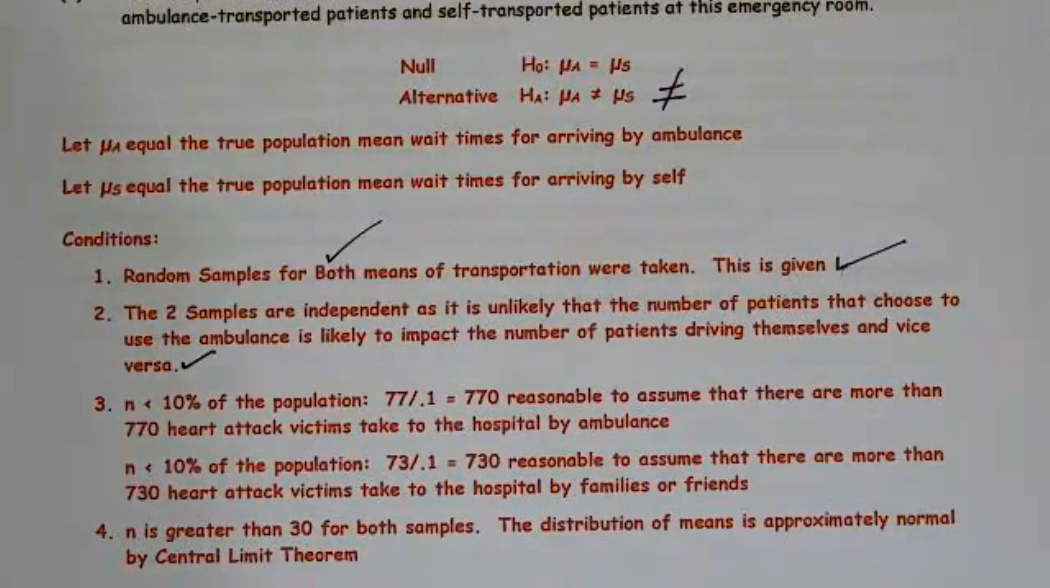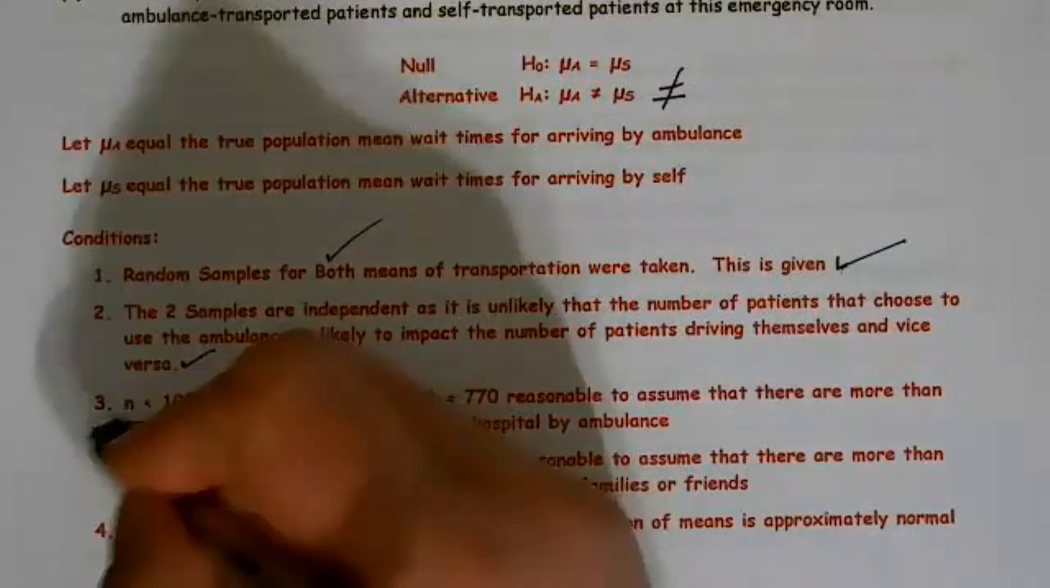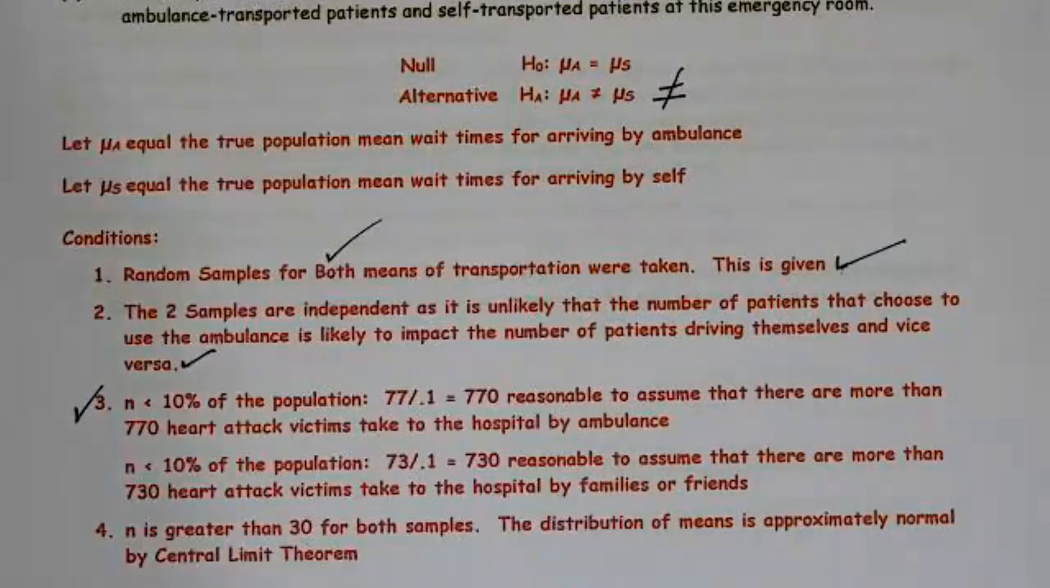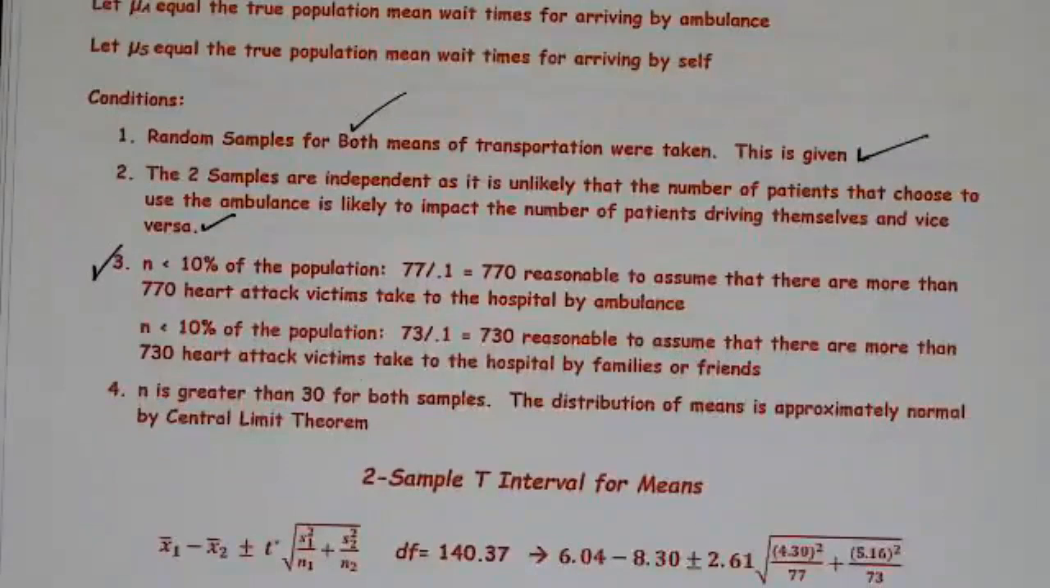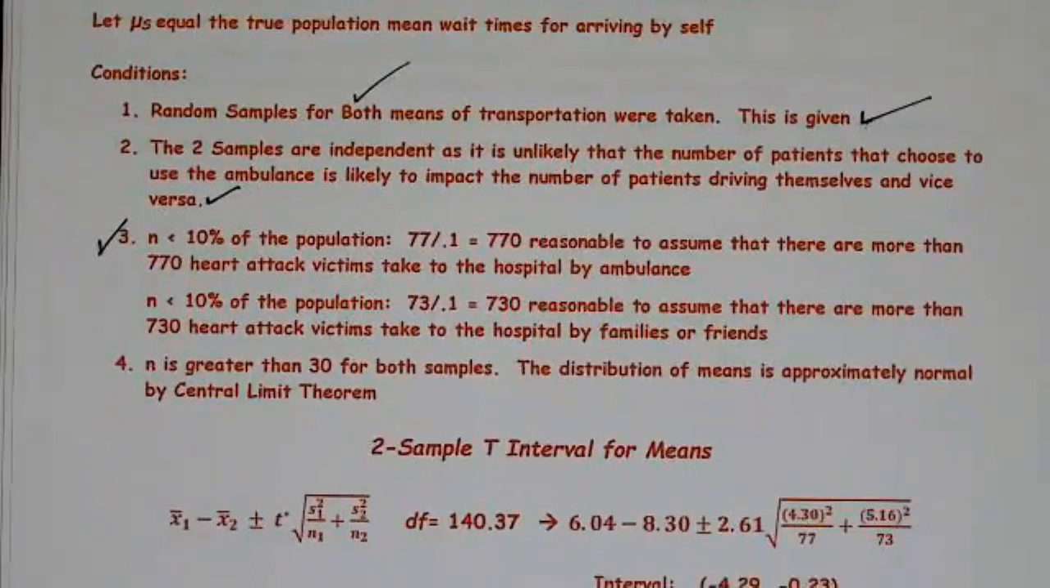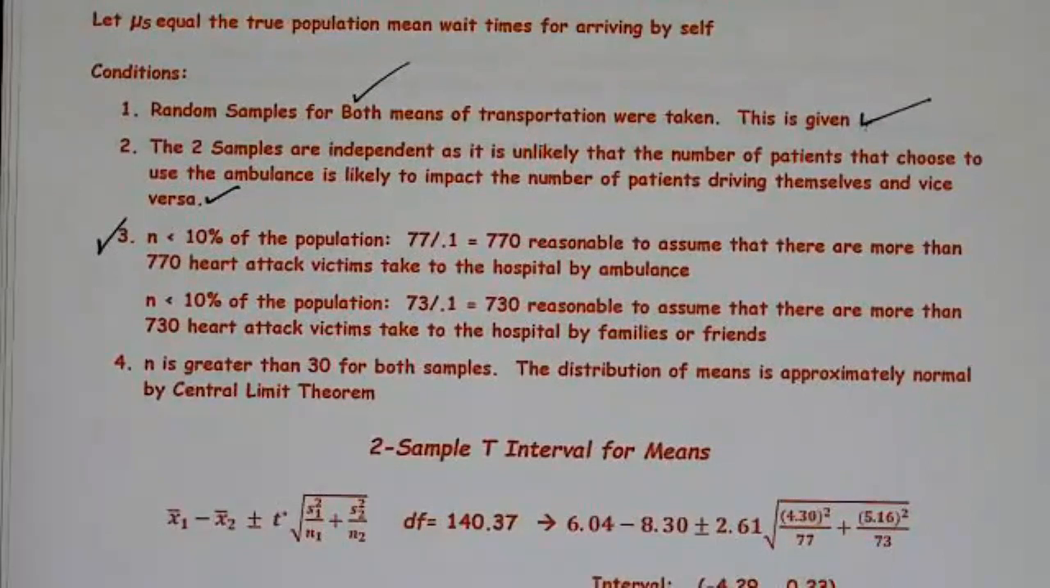N is less than 10%. Reasonable to assume that there are more than 770 heart attack victims taken to the hospital by ambulance, and reasonable to assume that there are more than 730 heart attack victims taken by family or friends. So the N is less than 10% for both. They also give a sample size, and N is greater than 30 for both samples. And so the distribution of the mean is approximately normal by central limit theorem. So that's good. I don't need to draw my graph. So there's my normality.